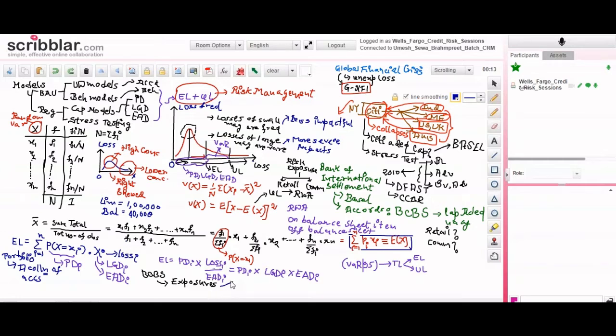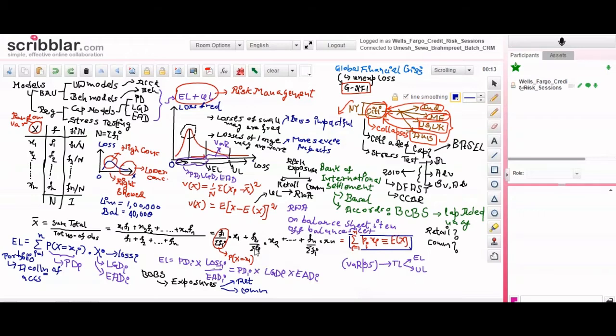Basis its exposures, the bank's portfolio is divided into two parts. One is the retail portfolio, and the other is the commercial portfolio. And both these portfolios are defined in terms of their exposures, right?